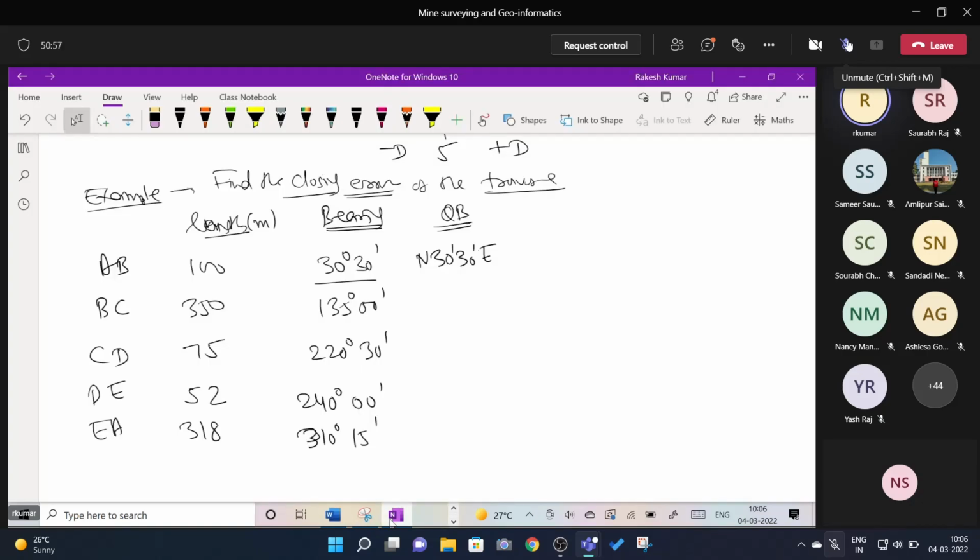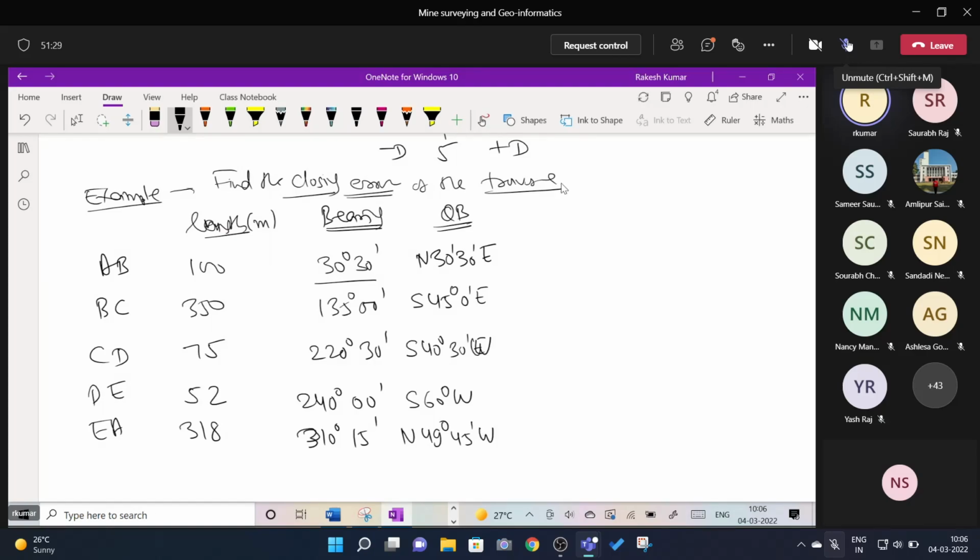So here quickly I should write. This should be S 45 degree 0 minute E. This will be south 40 degree 30 minute W, west. Now here will be the south 60 degree west. Here will be north 49 degree 45 minute west. Am I right?